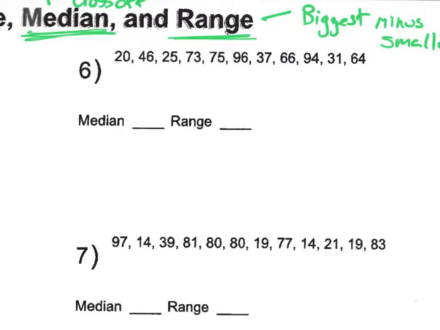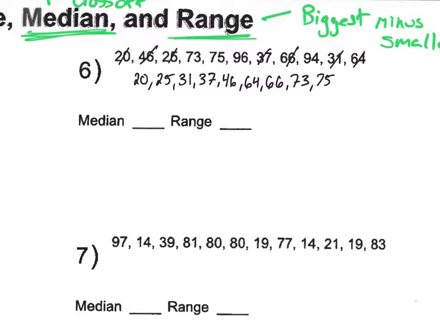All right. If we look over here, we're going to put them from smallest to biggest. So we have 20, 25, 31, 37, 46, 64, 66, 73, 75, 94, and 96. The reason I cross them off is to make sure that I've used them all.